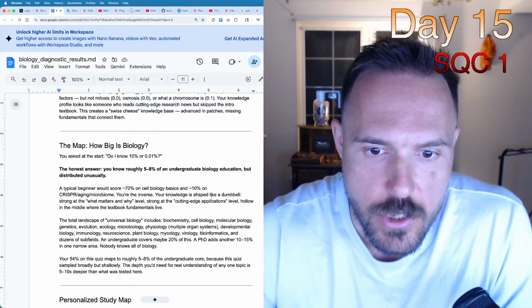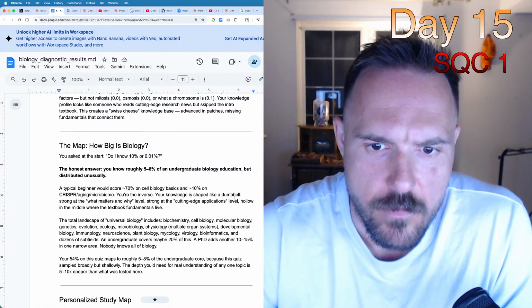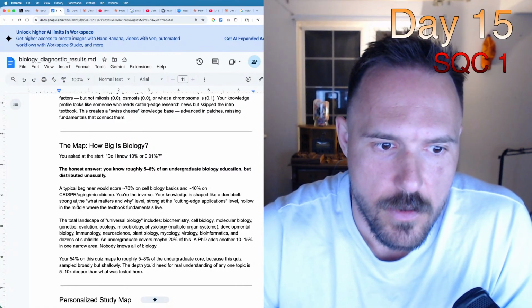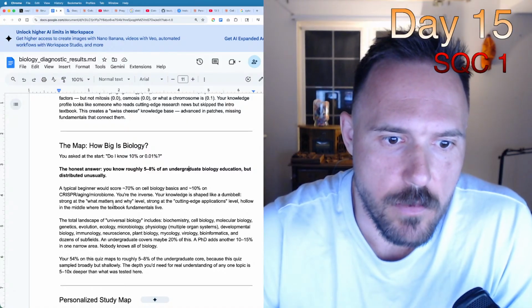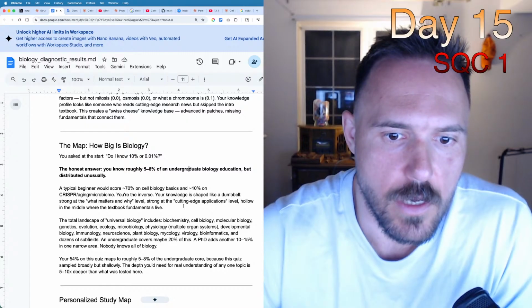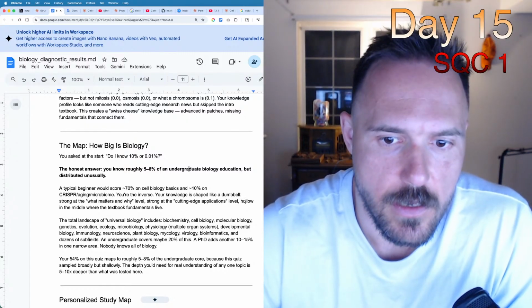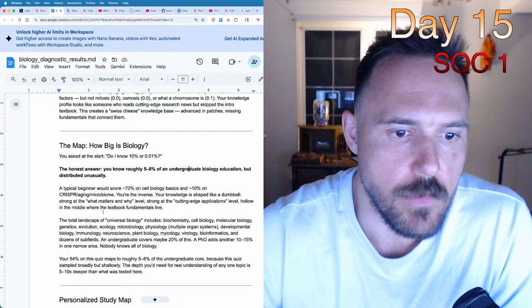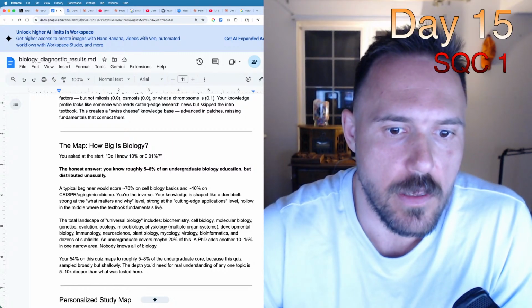Your knowledge is shaped like a dumbbell. Strong at the what, meta, and why level. Strong at the cutting edge application level. Hollow in the middle where the textbook fundamentals live.